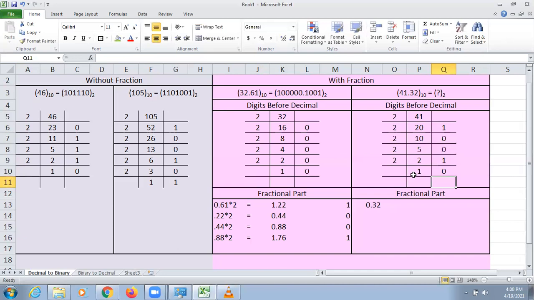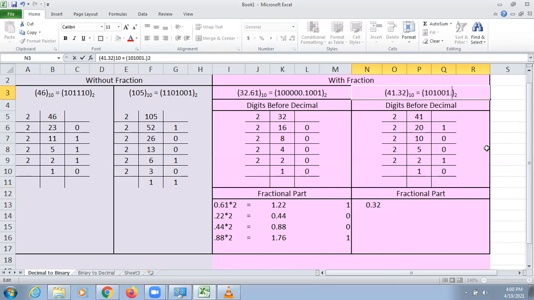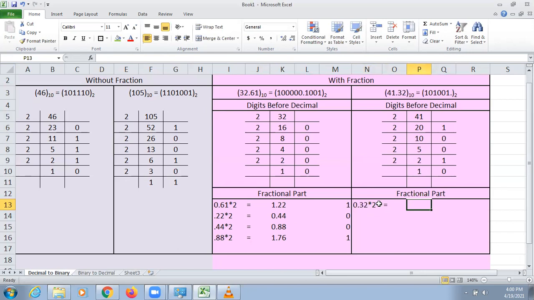Okay. So now the answer for 41 is 101001. In the reverse order we have to write again. So the number which we are getting before decimal is 101001. Put a decimal and find out now the number which we have to write after decimal. So 0.32 we have to multiply by 2, which is equal to 0.64. Again, the number which we are getting before decimal is 0. So we will put 0 here.